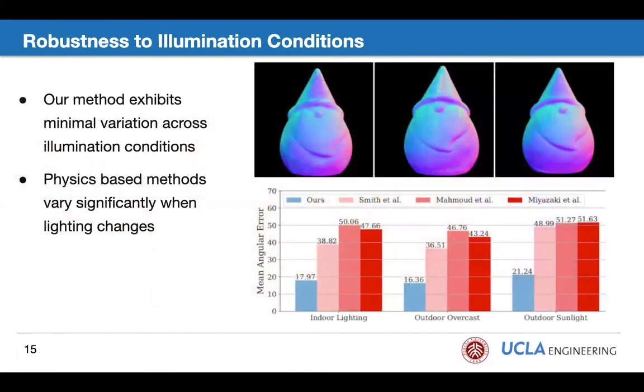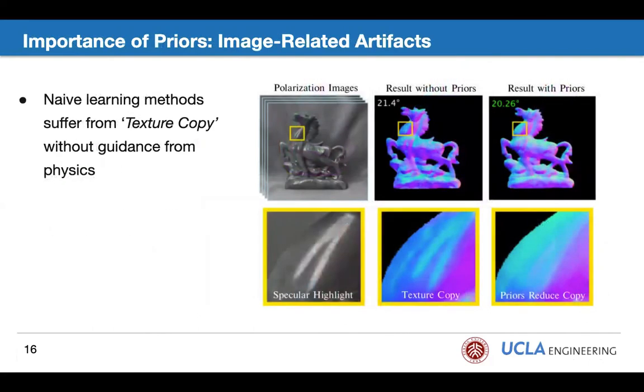Whereas previous methods require stricter assumptions on capture setup and therefore exhibit notable qualitative and quantitative variation under different conditions, our learning-based method remains consistent even under indoor and outdoor settings. We also show that learning alone isn't sufficient to achieve our realistic results. Without the guiding priors, we see the appearance of what we call texture copy artifacts, where non-geometry related features in the input image are also apparent in the surface normal reconstructions. When feeding our network only polarization images, these artifacts appear more frequently and more pronounced. By adding priors, however, we guide our network to learn geometrically realistic reconstructions.